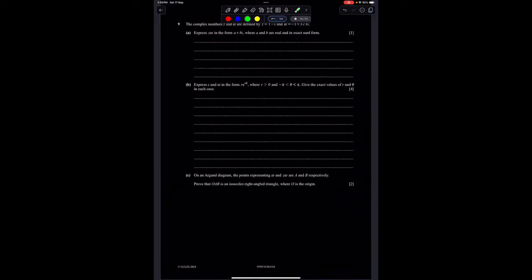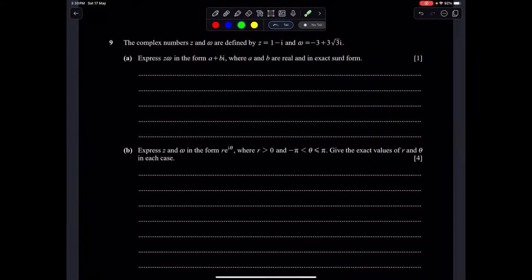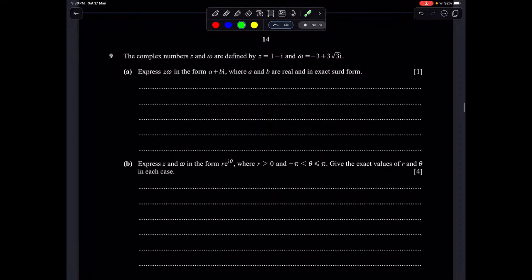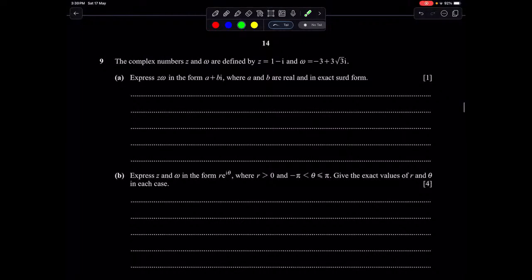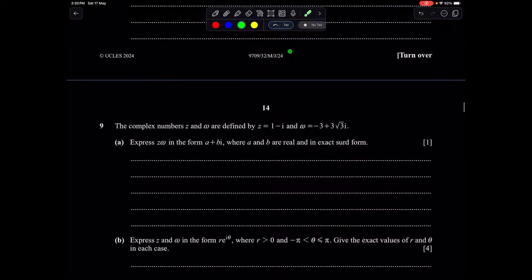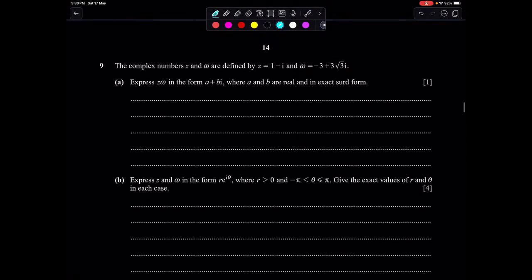Yes, this is also an important question. This question is from June 24, paper 3-2, question 9. The complex numbers z and omega are defined by this and this. Express z omega. This is very simple. We just need to multiply them.